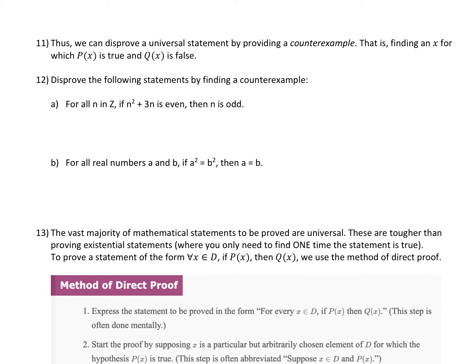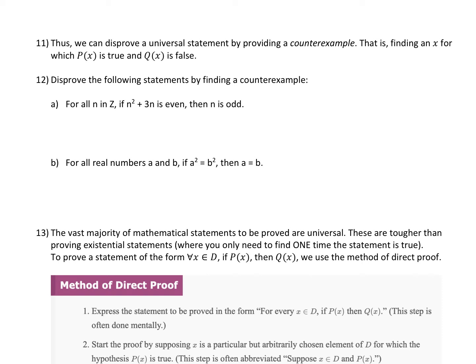The first one says for all n in Z, so for all integers, if n squared plus 3n is even, then n is odd. So what I need to find is an n that is even and n squared plus 3n is even. So I need the P part to be true and the Q part to be false. So I need n squared plus 3n to be even and n to also be even. So I just have to find an n that makes this true.